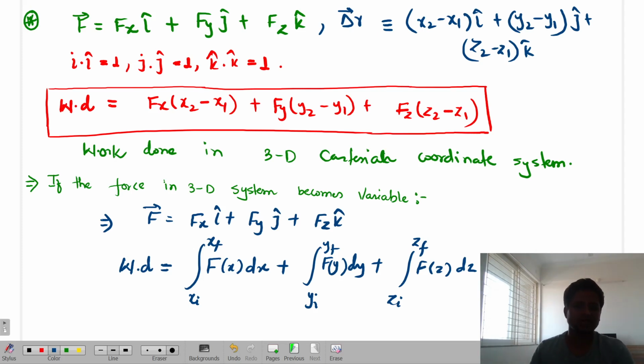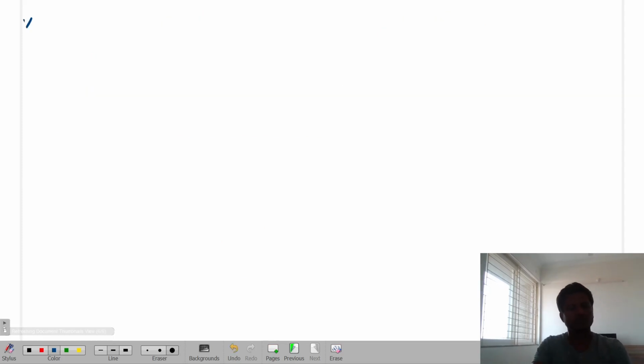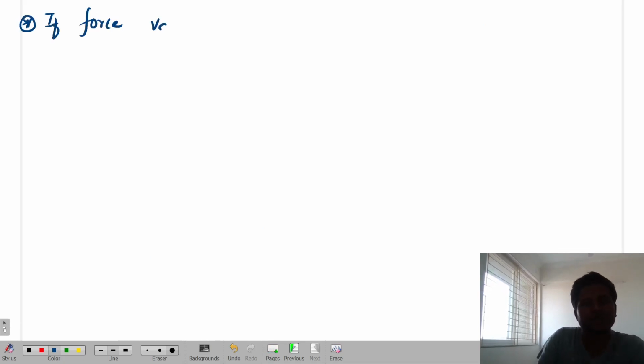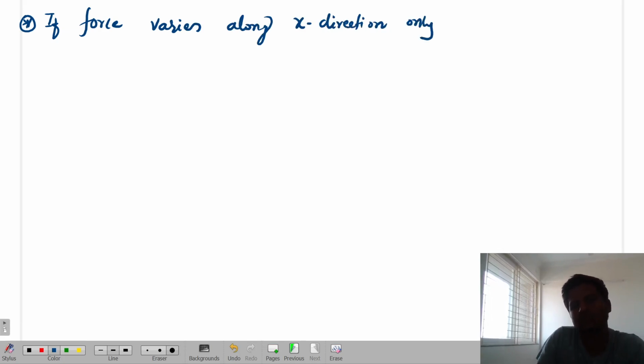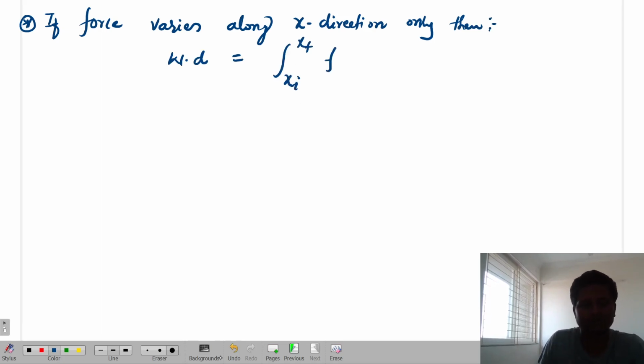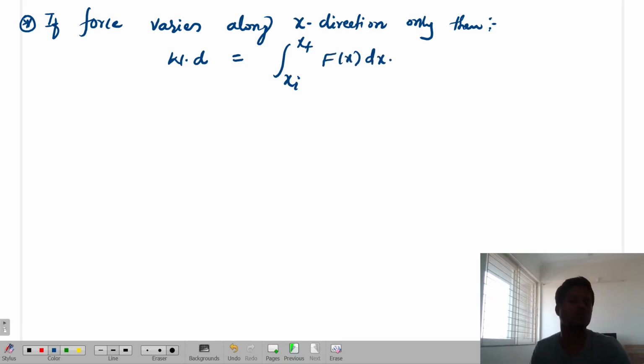Understood? That means if the variation is in only one coordinate, means if force varies along x direction only, then work done is simply the integral from x initial to x final of force F into dx. Are you able to get me or not? Understood perfectly?